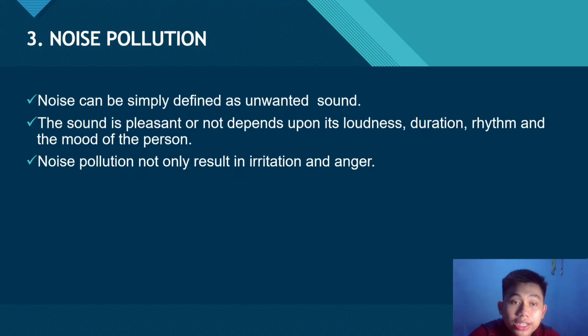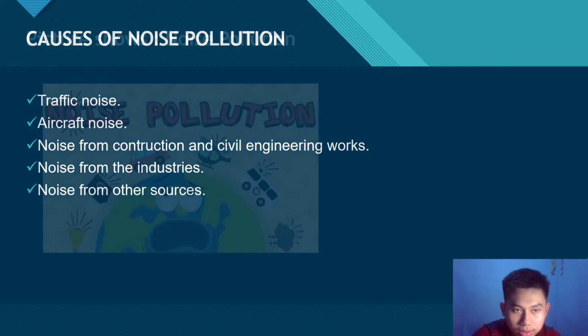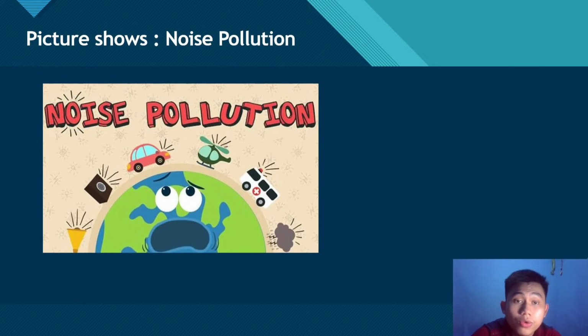The type of pollution number 3 is noise pollution. Noise can be simply defined as unwanted sound. Whether the sound is unwanted or not depends upon its loudness, duration, rhythm, and the mood of the person. Noise pollution not only results in irritation and anger. Causes of noise pollution are traffic noise, aircraft noise, noise from construction and civil engineering works, noise from the industries, and noise from other sources. This picture shows noise pollution.